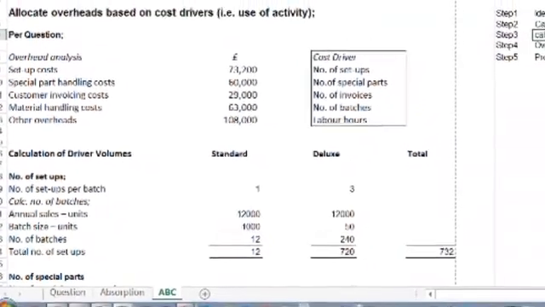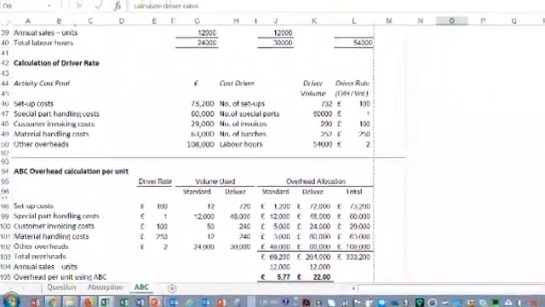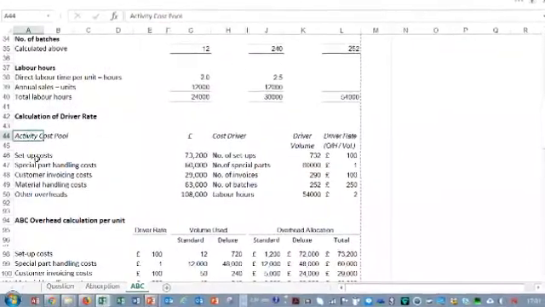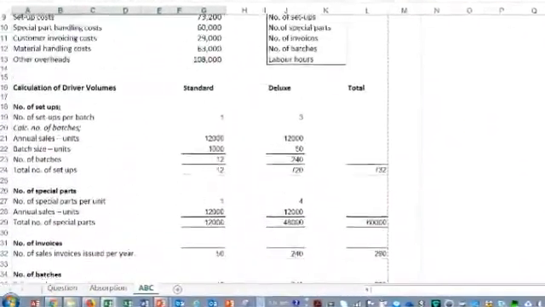Now, calculate driver volumes. For that we again bring those costs here. That's given in the question.